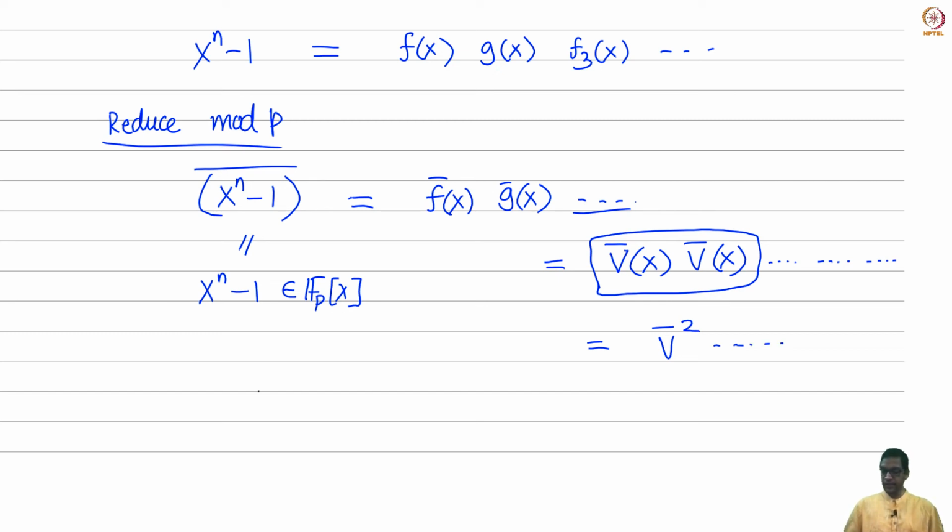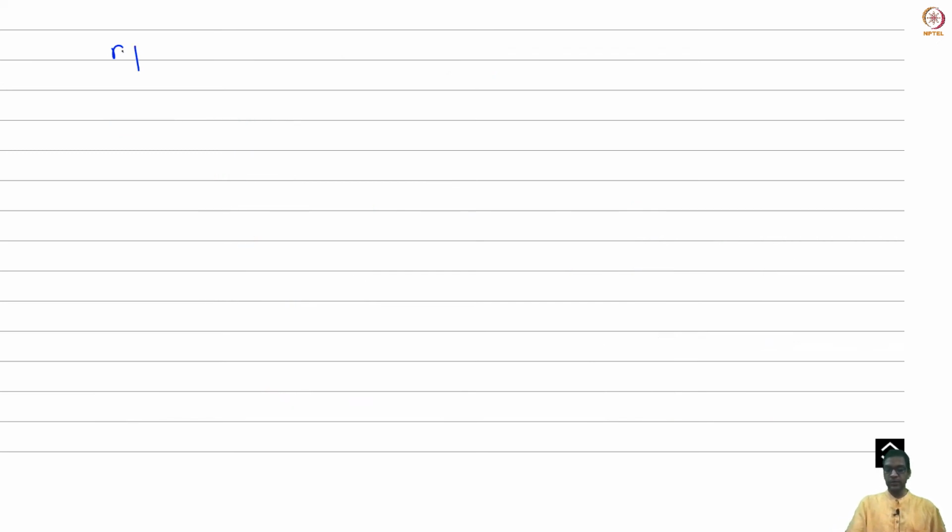Now, why is that a contradiction? Well, observe that the left hand side is the polynomial x^n minus 1 in F_p[x]. So this is now an identity in F_p[x]. This is v bar squared times other terms. This means that the left hand side has a repeated root, because this is v bar squared. So this means that x^n minus 1 has a repeated root in some extension. So it's not a separable polynomial.